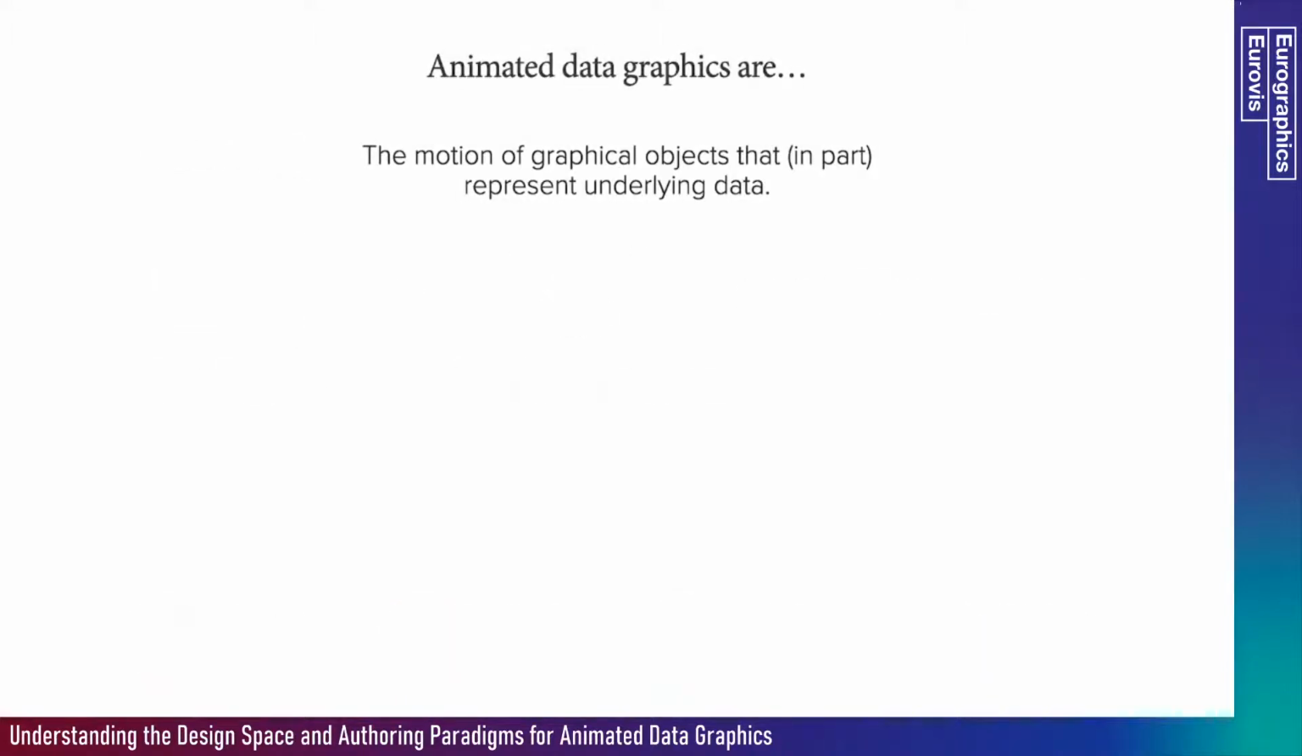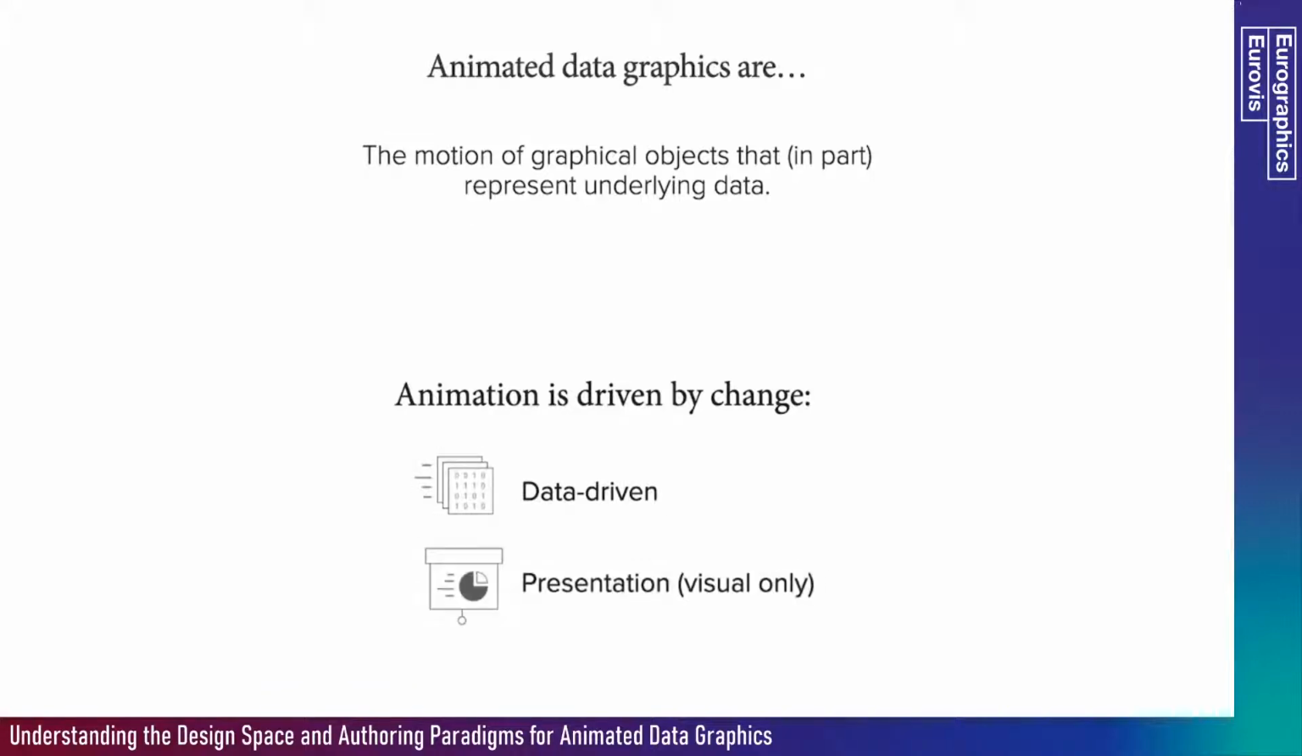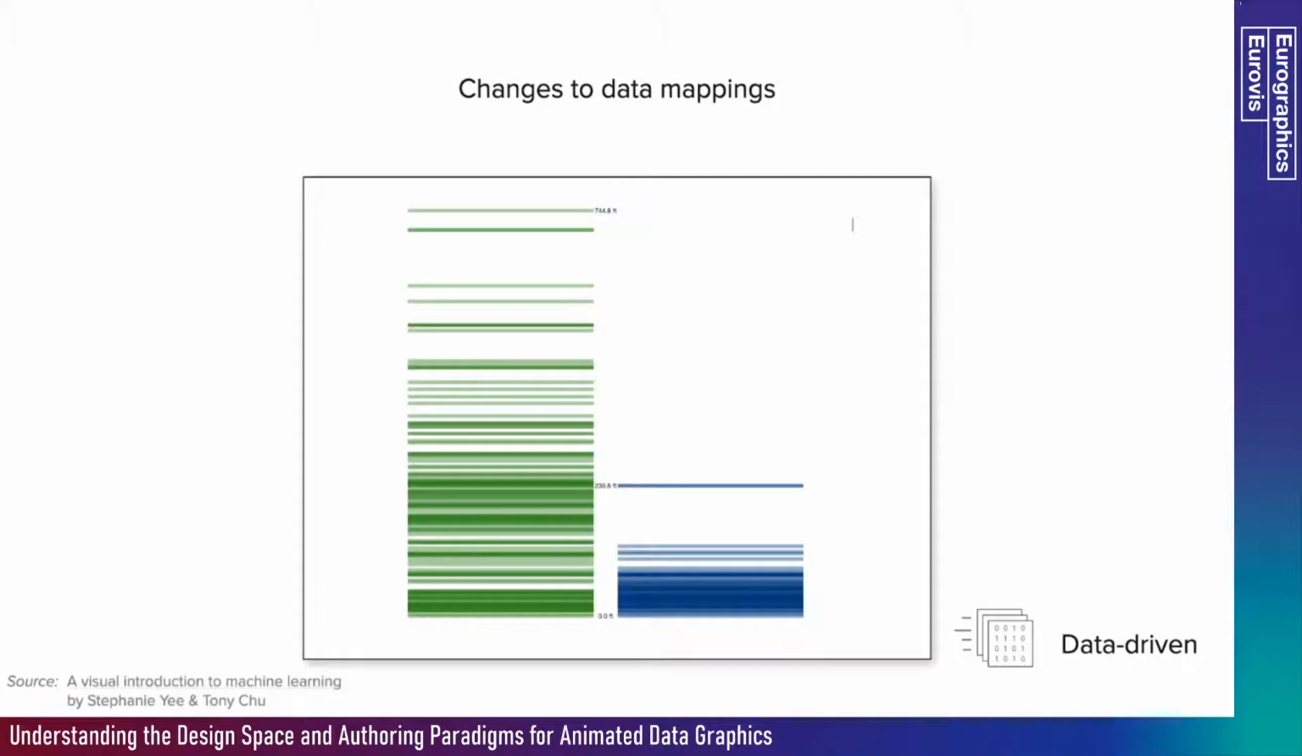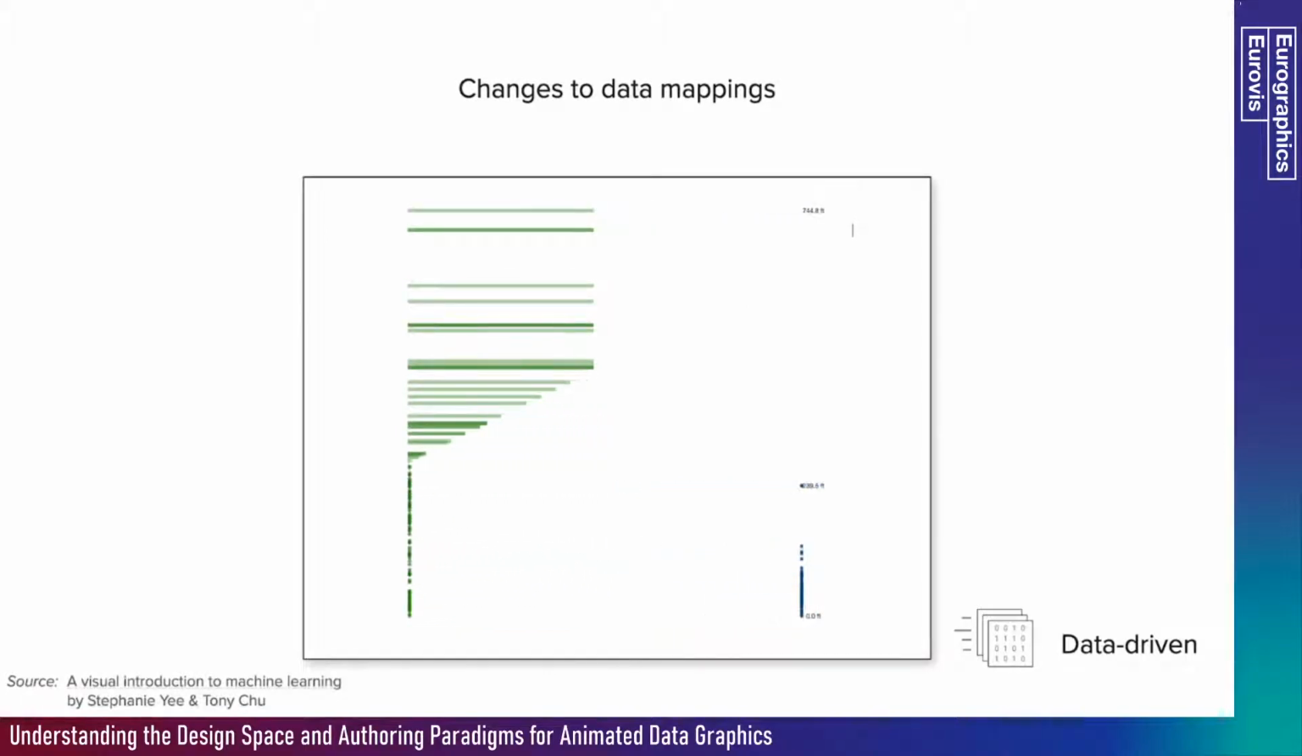Animated data graphics refer to a type of animation for graphical objects that in part represent underlying data. Starting with a data graphic at rest, animation is driven by changes or updates to the data graphic's properties. These changes can be data-driven. Other changes are driven by the visuals alone, serving a presentation role. Let's start with some examples focusing on animations that are data-driven. In some cases, the data mappings are altered. Here the X position changes from a nominal to numerical scale.